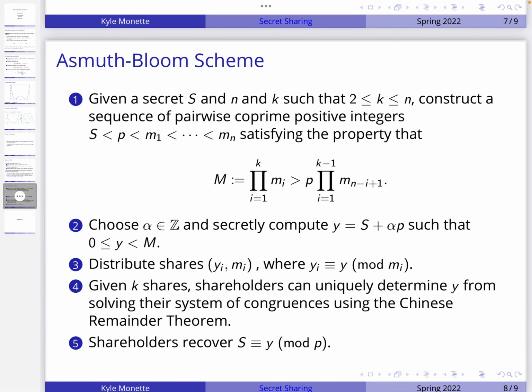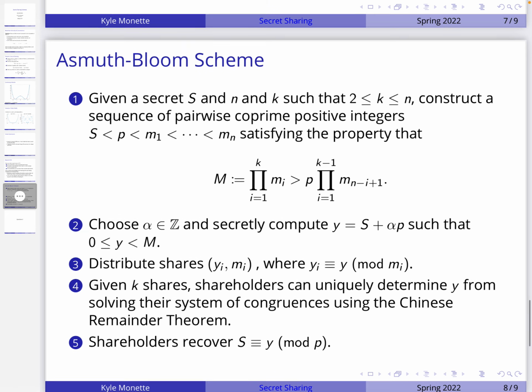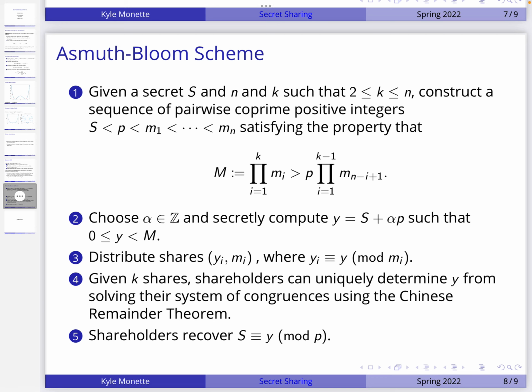There is another scheme that is not based on interpolation, which I didn't know about until I was looking this up. It's called Asmuth-Bloom. It's based on the Chinese remainder theorem and the uniqueness that's involved with the solution. So you would take your secret s and your number of shares and your threshold, and you would construct a sequence of pairwise coprime positive integers. Every term in the sequence is relatively prime to every other term in the sequence, and it satisfies this product property.